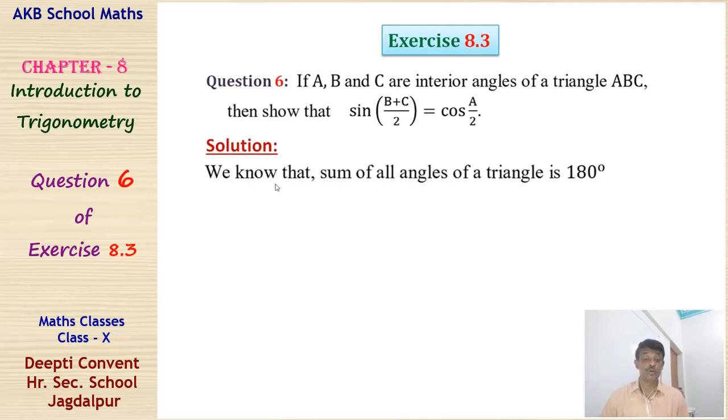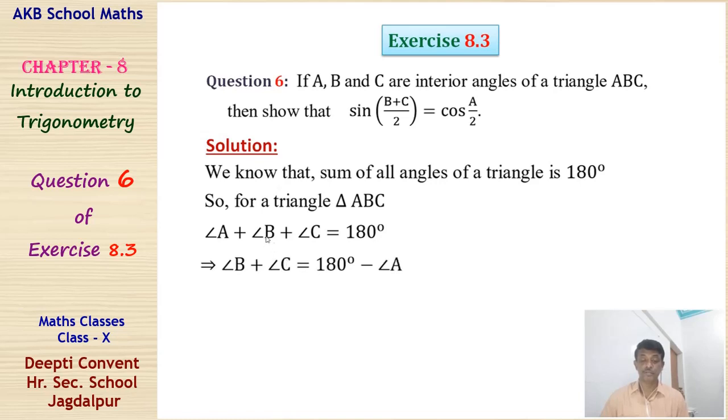Solution. We know that the sum of all angles of a triangle is 180 degrees. So for a triangle ABC, we can write angle A plus angle B plus angle C equals 180 degrees. Now from here we can write B plus C, because B plus C is required. So B plus C equals, if we transfer, 180 minus A.